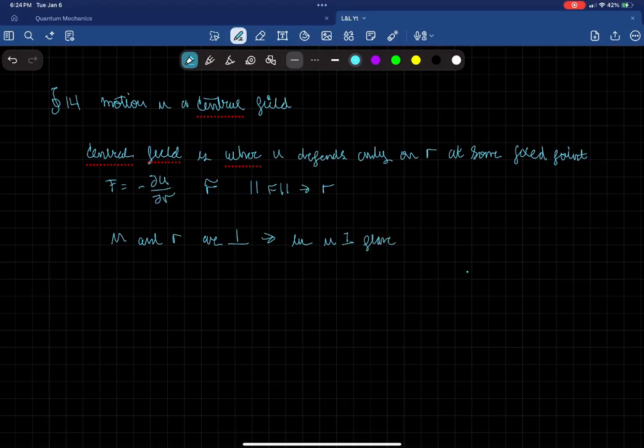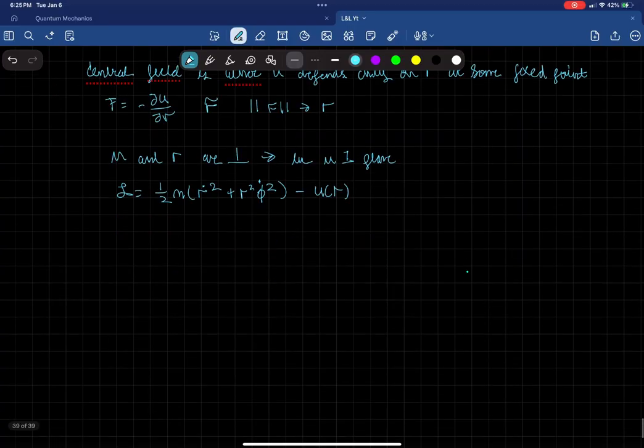Using polar coordinates r and phi in that plane, we can write the Lagrangian as L equals 1/2 m (r dot squared plus r squared phi dot squared) minus U of r. This function does not involve the coordinate phi explicitly. Any generalized coordinate which does not appear explicitly in the Lagrangian is said to be cyclic.